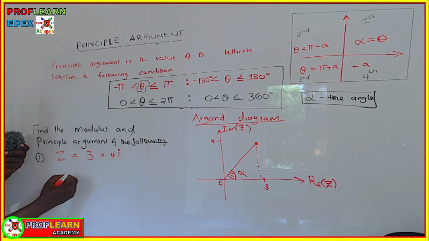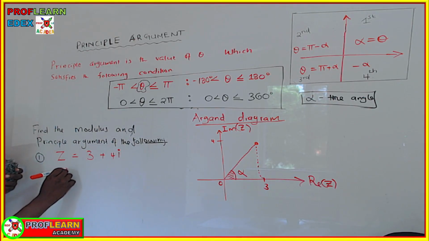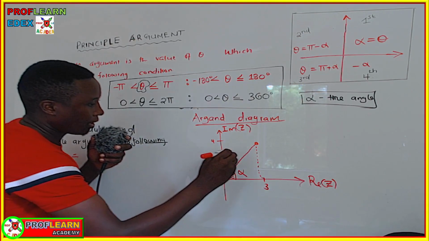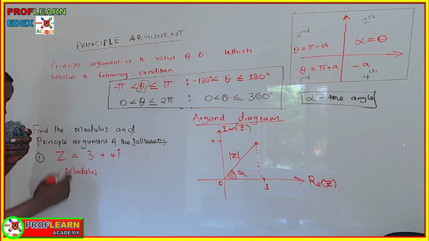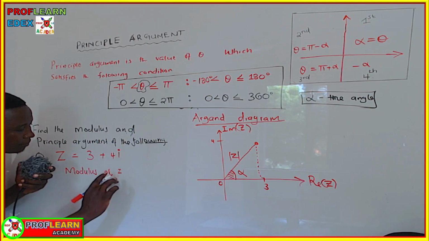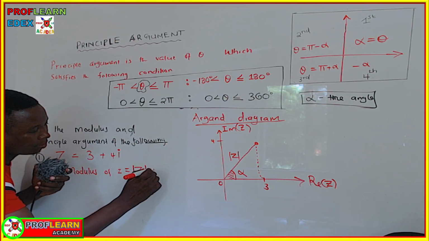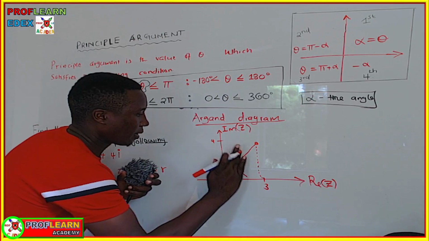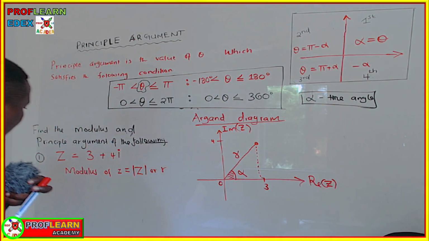So that one will not give us problems, because we know that first we need to find the modulus. The modulus of z is represented by r. So this one here is r, which is the modulus of this complex number.